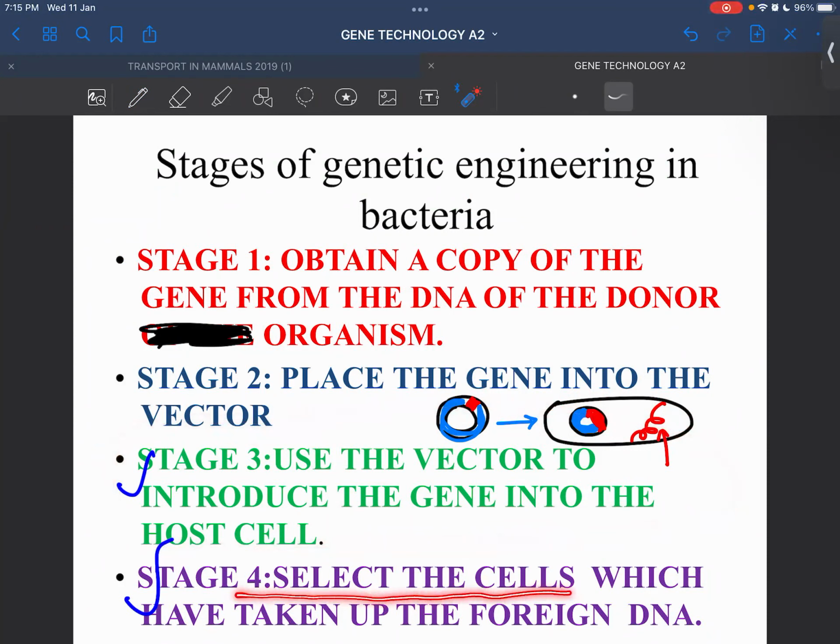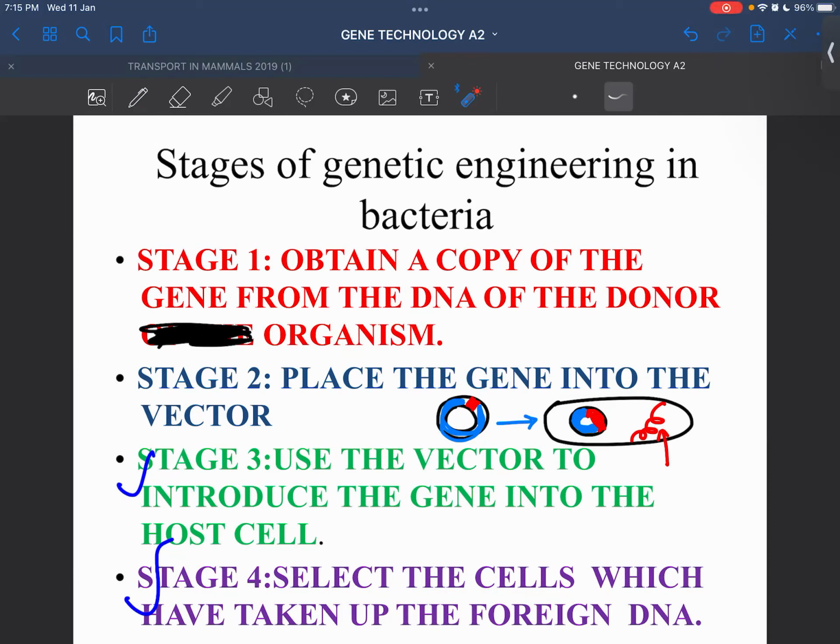We are going to select those cells, meaning those bacterial cells, which have taken up the foreign DNA. Always remember, Abdullah, that it is not a 100% thing that all bacteria and all bacterial colonies will take this recombinant DNA inside them. The success rate. What we did was that we obtained a copy of a gene. From our vector, we extracted a piece of DNA and added our new DNA, our recombinant DNA. So now we're calling it a recombinant plasmid.